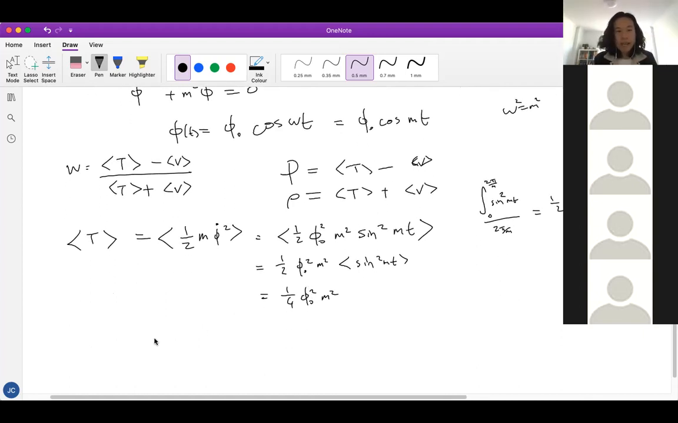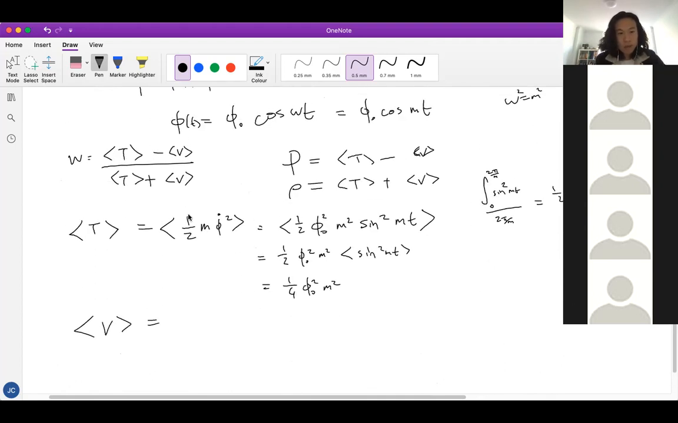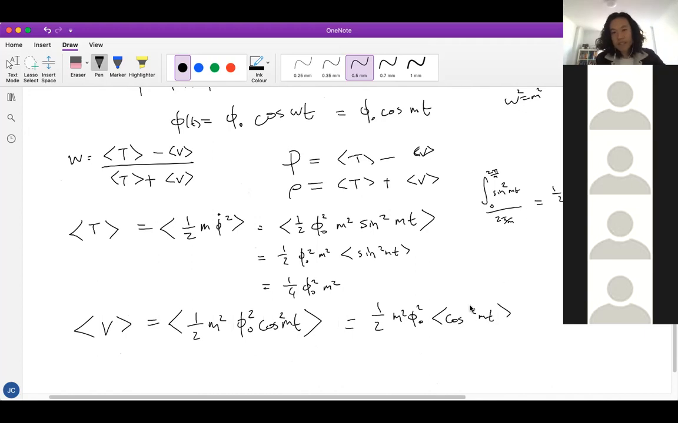For the potential energy, we take the potential from the formula and put this phi in there. We end up getting half m squared phi naught cos mt, all squared. Again the half, the m squared and phi naught squared come out, leaving cos squared mt. You do the exact same thing, and it ends up as half again. So just a quarter m squared phi naught squared.